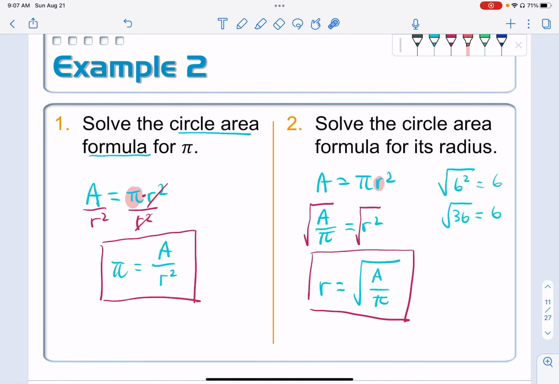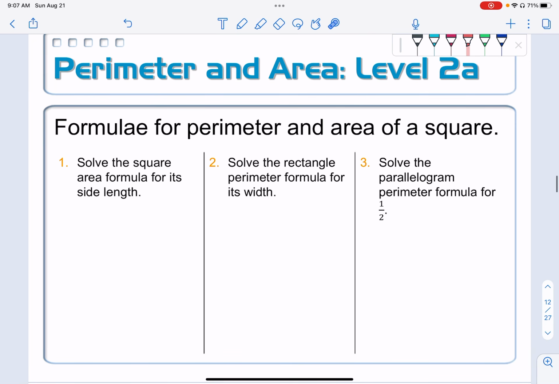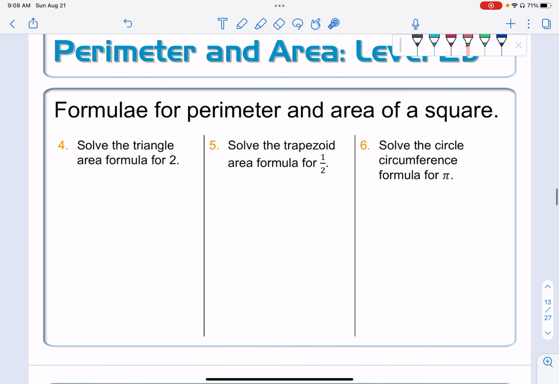Okay, so before we do that though, I want you to take a look at a few of these questions here. I want you to practice that same exact kind of idea where on number one, you're going to solve the area formula for its side length, and so on. And then I have another set right down below it.